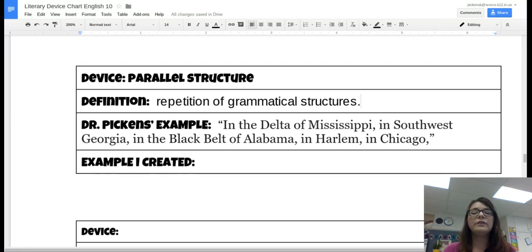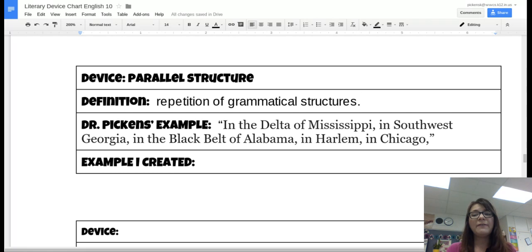So let's look at how that actually works, okay? The example I have here is in the Delta of Mississippi, in Southwest Georgia, in the Black Belt of Alabama, in Harlem, in Chicago. We do have repetition here of just words. That word in and in the is repeated. But basically, we have a repetition of in and then a place, in and a place, in and a place. And so that place, that noun word, is the grammar that's being repeated. So that's the repetition of grammatical structure.